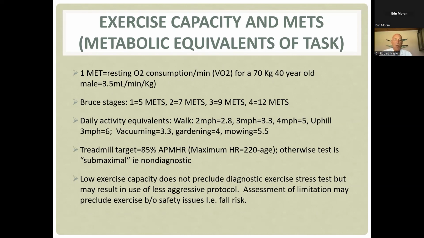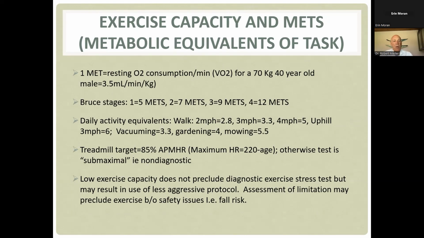So for example, if someone can walk 2 miles an hour, that means that they're able to do about 2.8 METs. So they might have a little trouble getting out of the first level of a Bruce protocol. So maybe I would take that person and put them on some other protocol. If they can go 3 miles an hour, that's 3.3 METs, still not very much. 5 METs is 4 miles an hour. If you walk uphill, that's 3 METs. If you vacuum, 3.3. Gardening is 4. Mowing is 5.5. So you can kind of get an idea of what people are capable of.